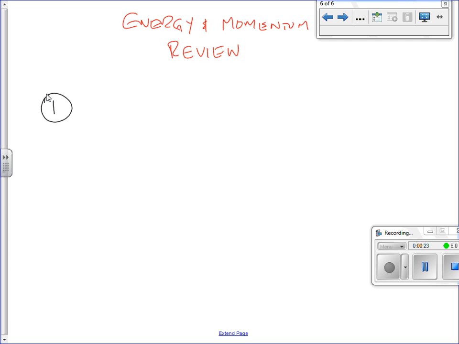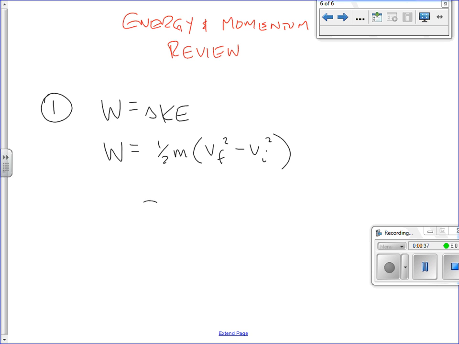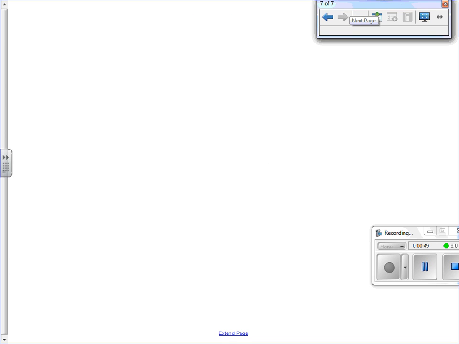Number one. This to me is a work is delta KE question. So work is 1/2 m times v final squared minus v initial squared. That's how I would do it. 750 joules. Okay. The question is how much work is done. The thing slows down. Work is delta KE. Next.